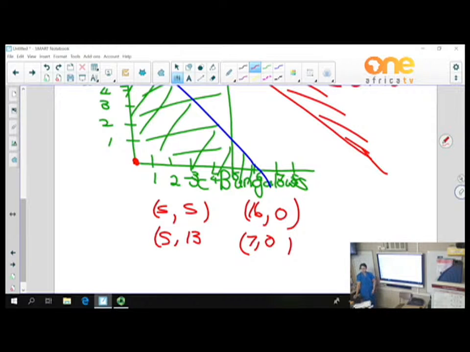So which one do you choose now? This one is, because 5 plus 13 is 18, and that is the biggest number that you get there. So what does that mean? 5 bungalows and 13 maisonettes. Write it down on your paper. On that paper on the front, write down these numbers and the final answer. 5 bungalows and 13 maisonettes.